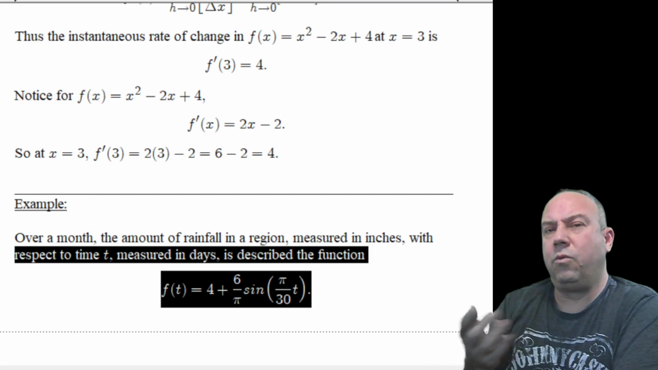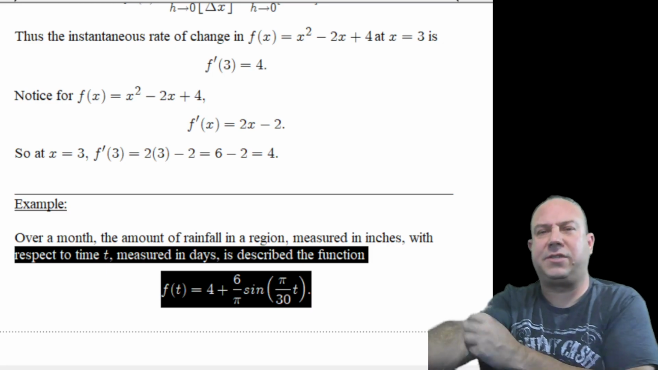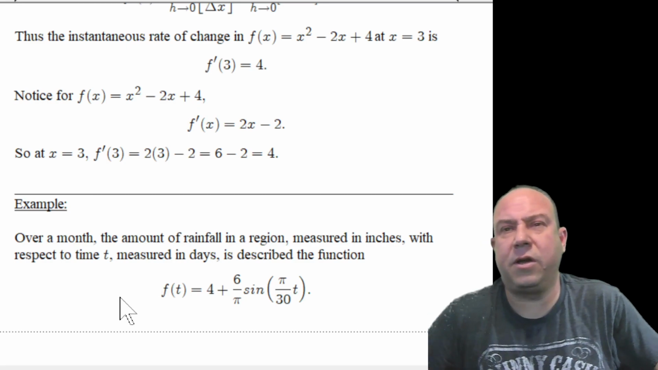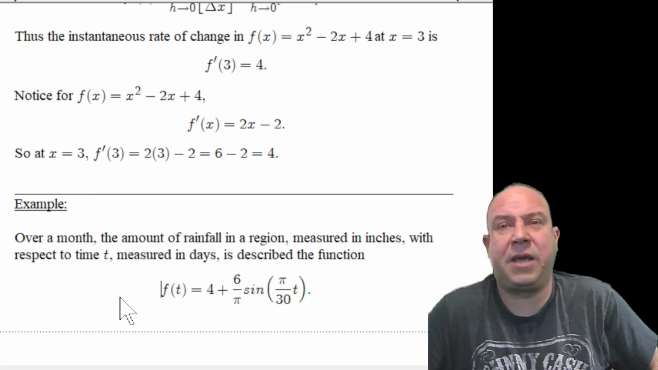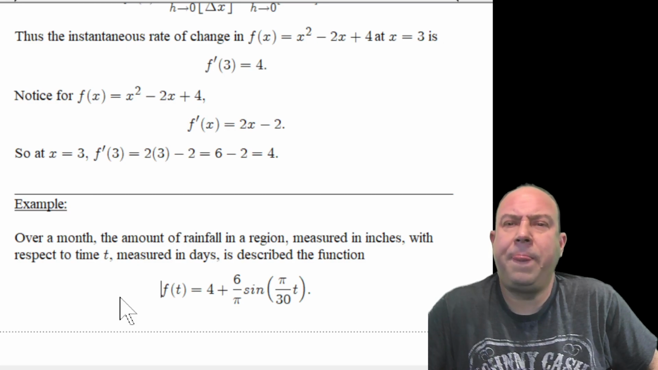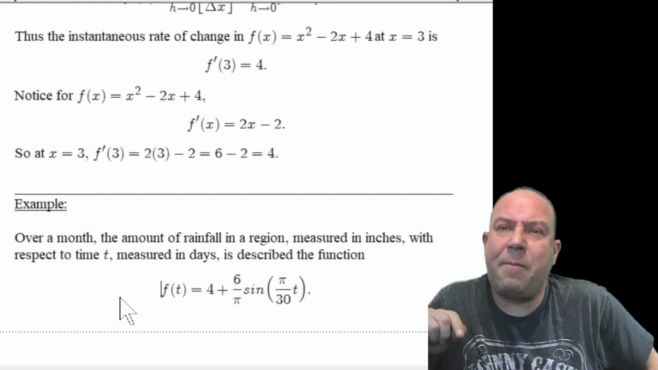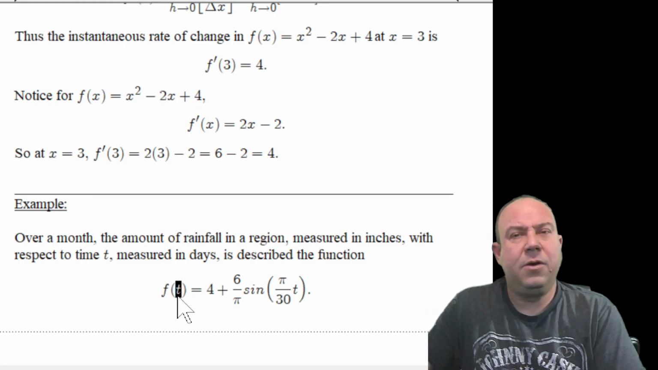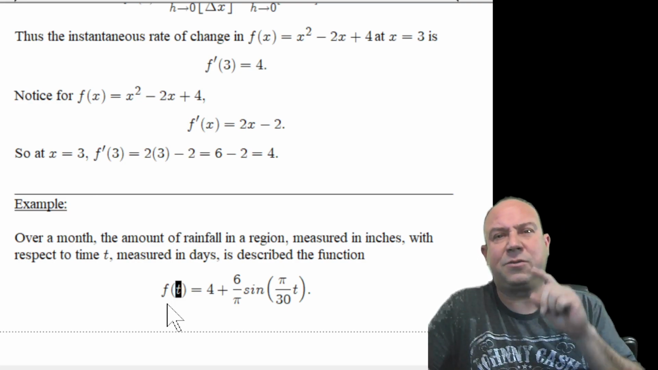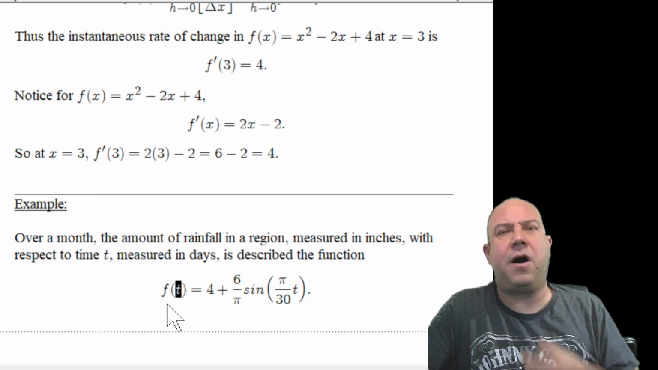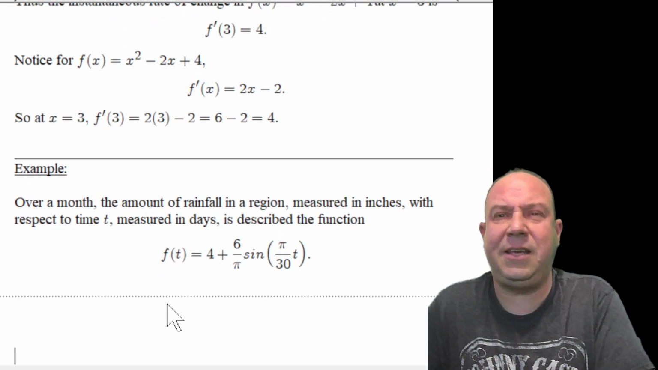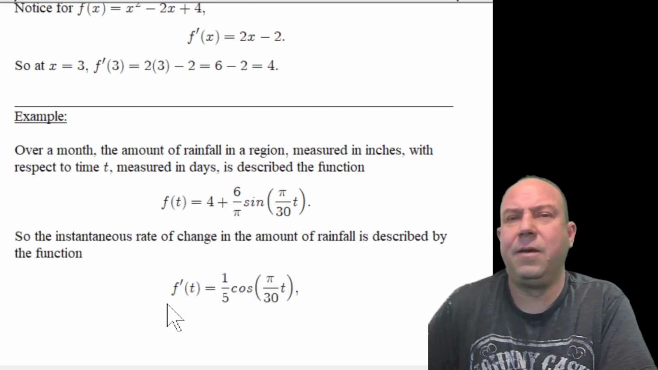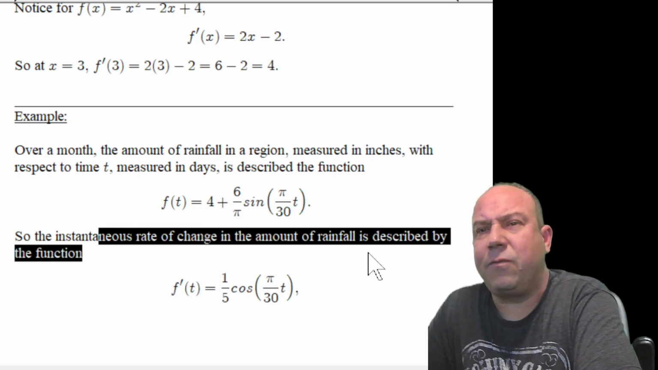Where perhaps over maybe a 30-day period of time or a 60-day period of time, or over a 365-day period of time, we see this behavior. If this describes the amount of rainfall in the region with respect to time t, then we can examine the instantaneous rate of change in the amount of rainfall with respect to any given day t. We can examine what we call f prime of t, the instantaneous rate of change in the amount of rainfall.